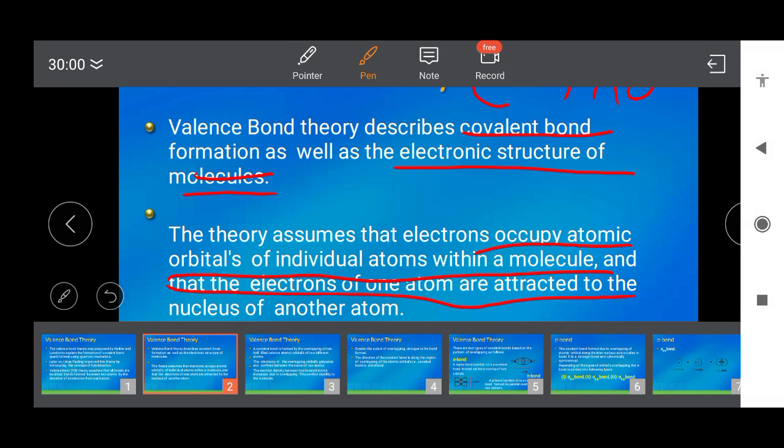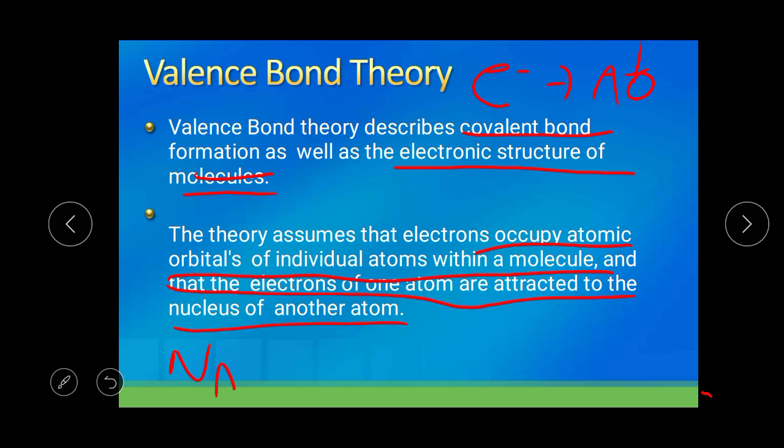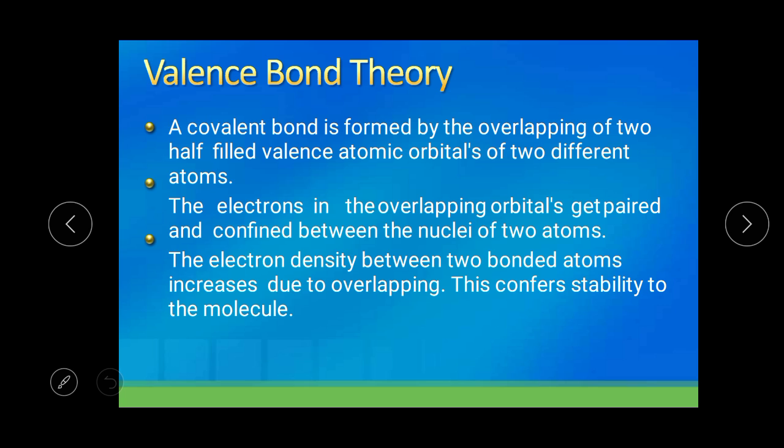For example, if we take Na as the nucleus of atom A, Ea is the valence electron of that atom, Nb is the nucleus of atom B, Eb is the electron of atom B. Here, the assumption is Na attracts Eb, and Nb attracts Ea. So we have seen that using valence bond theory, it can explain the covalent bond.